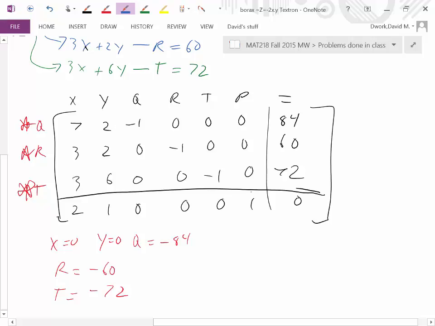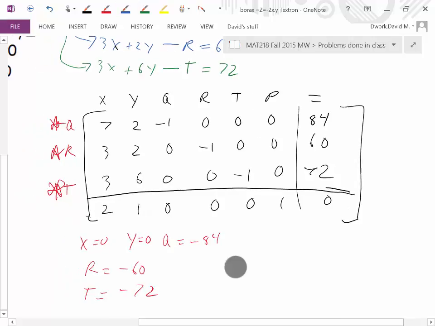Absolutely. Okay, let's do that. So if we're going to head towards the third row, we're going to look for the largest slope in the positive direction. So that's 6. So that means I'm going to pivot in my y column. So in my y column, I need to test my ratios.